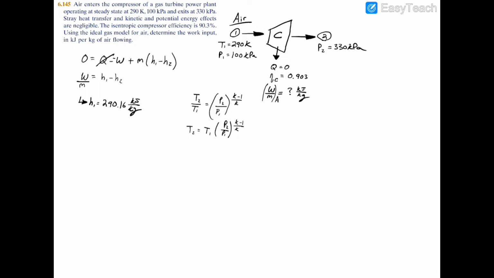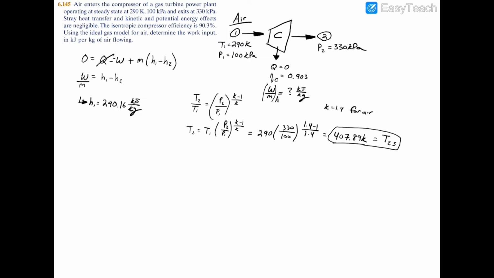If you rearrange and solve for T2, you'll have T1 times P2 over P1 to the K minus 1 over K. Now let's plug in what we have. For T1, we had 290 Kelvin, P2 is 330 kPa, and P1 was 100 kPa. K equals 1.4 for air. So now we have 1.4 minus 1 divided by 1.4. If you plug this into your calculator, you'll have that T2 equals 407.89 Kelvin. One thing you need to make note of is that because we're using an isentropic relation here, this number, 407.89, is actually T2S, because that's the isentropic temperature if there were no irreversibilities and this was an isentropic process.